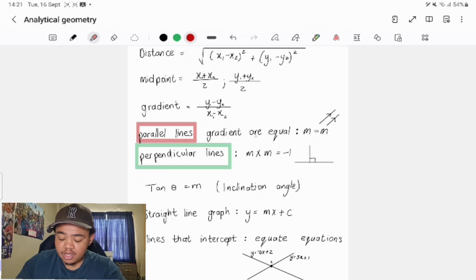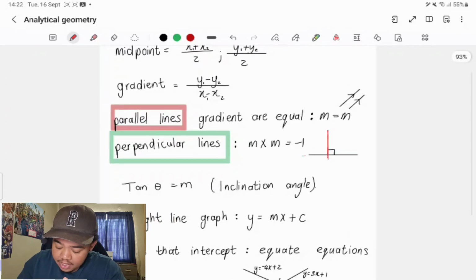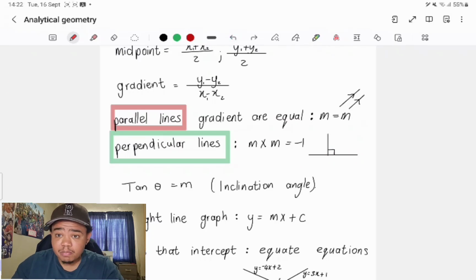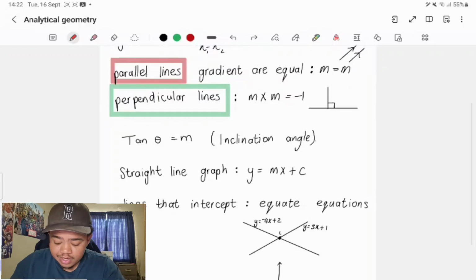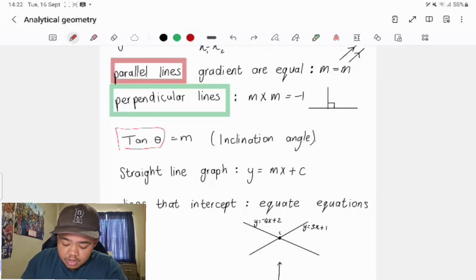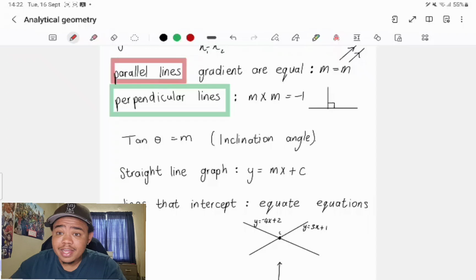Parallel lines, gradients are the same, so when you have two lines that are parallel to each other, the gradient will be the same. Perpendicular lines, if you multiply the two gradients of the perpendicular lines, this line's gradient times this line's gradient should equal -1. You need to know that because that's going to be very important for you in analytical geometry. Then you also need to know your inclination angles, right? So tan of your inclination angle equals the gradient of the line. I'll show you that when we get there.